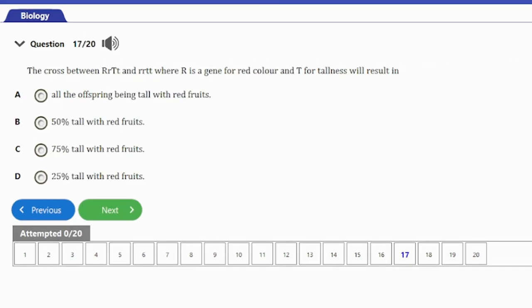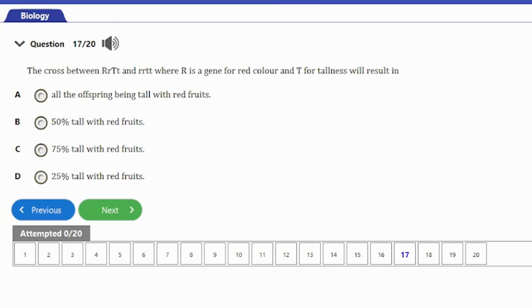So let's consider the next question, question number 17. Here it says the cross between Rr Tt, and that's like heterozygous, and rr tt, that's homozygous recessive, where R is a gene for red color and then T for tallness, will result in A, all the offspring being tall with red fruits, B, 50% tall with red fruits, C, 75% tall with red fruits, D, 25% tall with red fruits.